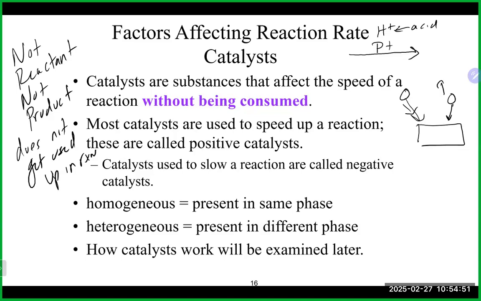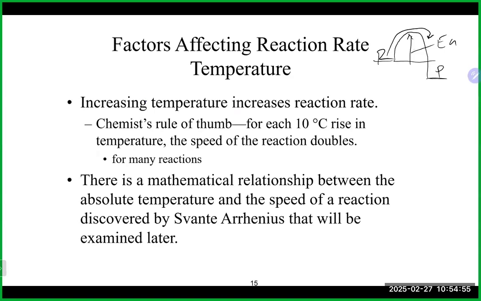Ultimately, if we go back to this picture, instead of having that hill to climb, a catalyst, by finding that more efficient pathway, will lower the activation energy, or the energy hill that the reactants have to climb to get to the other side.